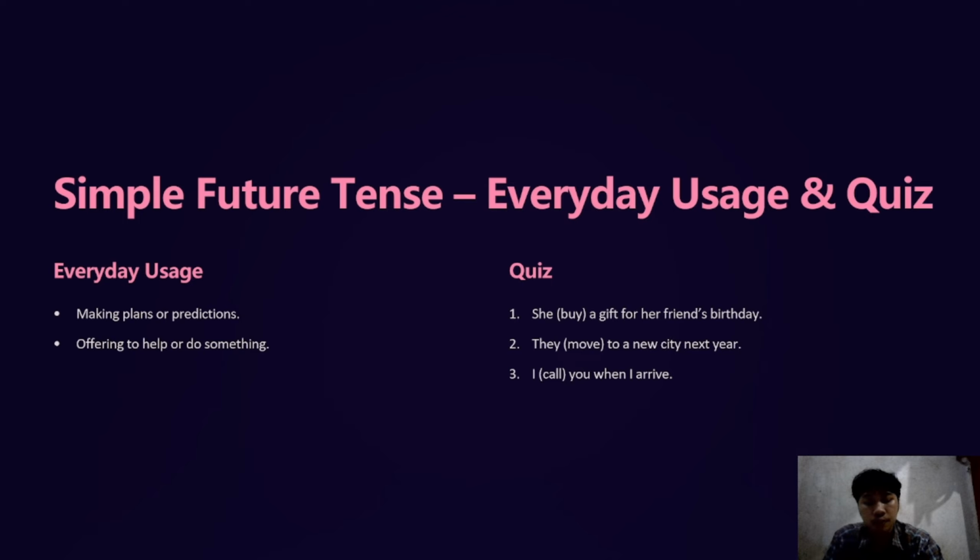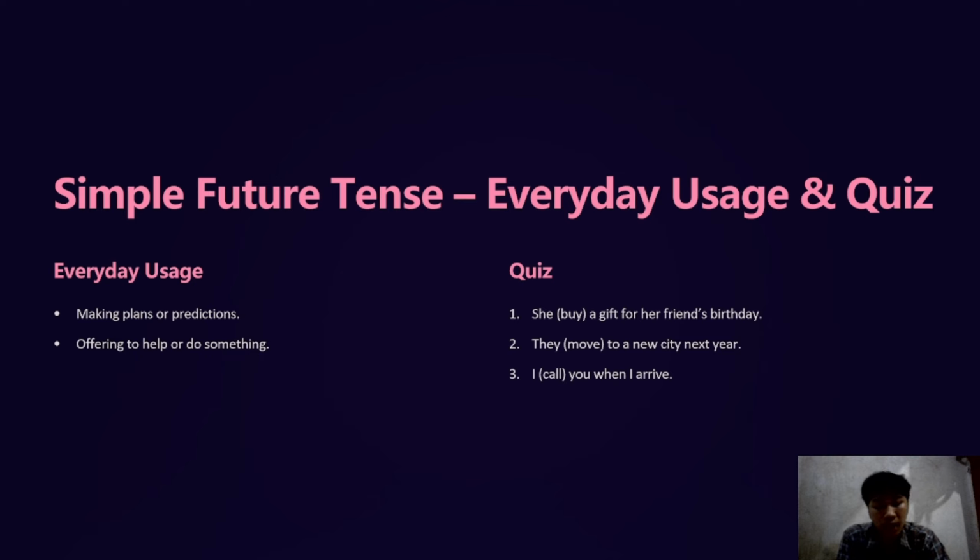Simple future tense. In daily conversation, we use the simple future for planning or making predictions, like I think it will rain tomorrow. We also use it for offering to do something. For instance, I will help you with that if you need it.